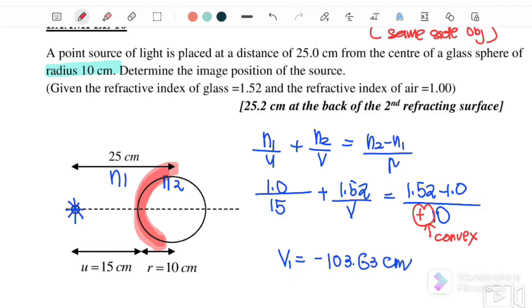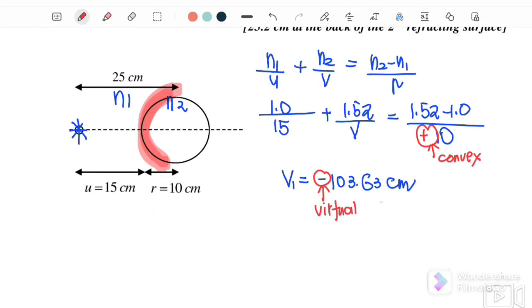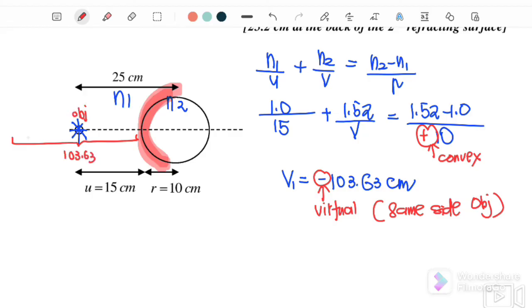Negative here indicates that this is a virtual image, and a virtual image will form on the same side as the object. So from the refractive surface, it will form on the same side as the object. This is our object, so the image will form 103.63 cm away, here, on the same side as the object.